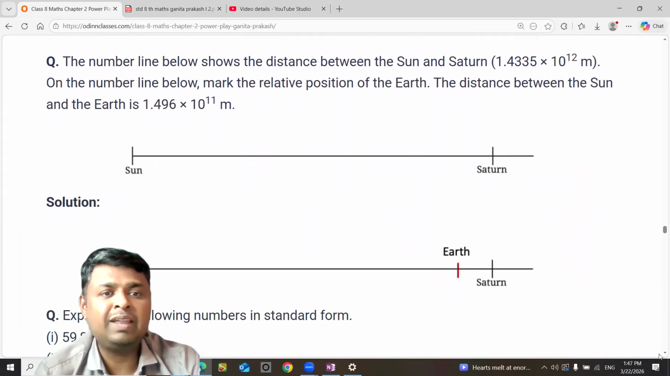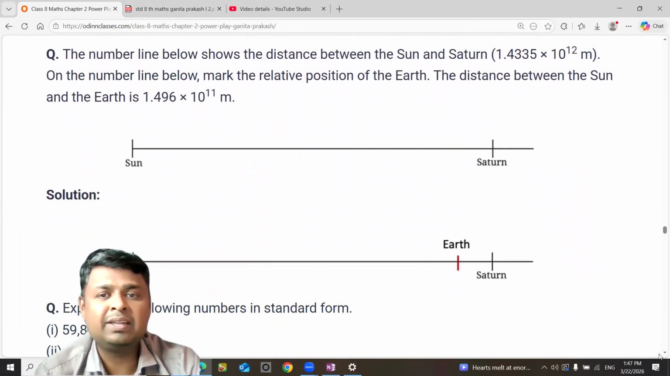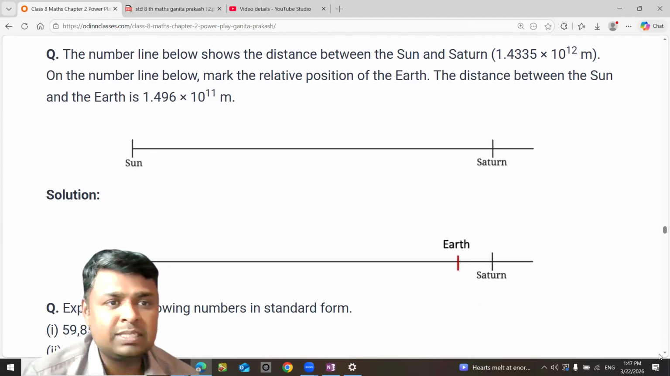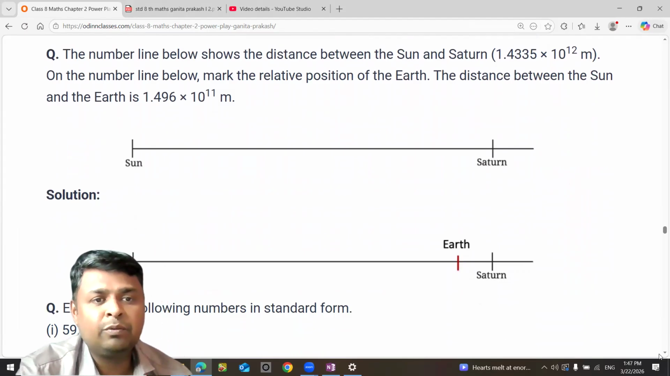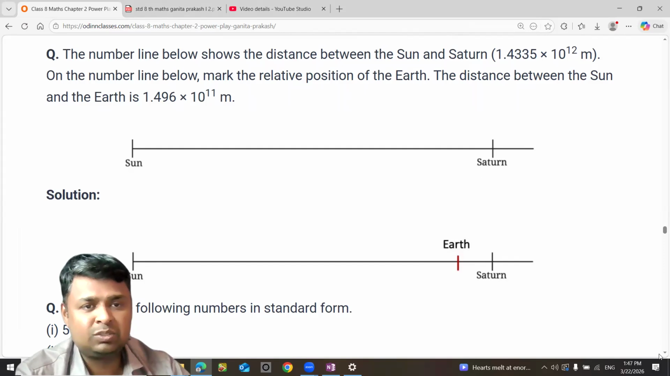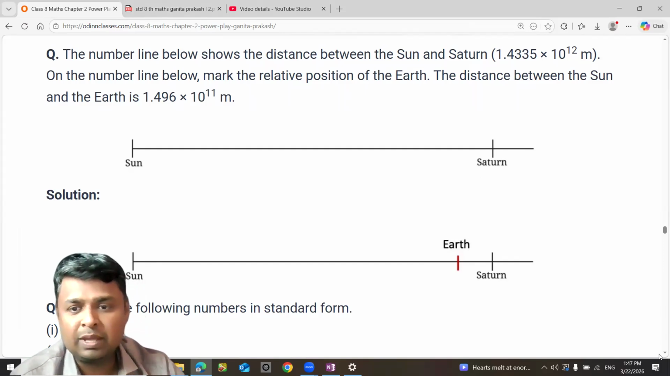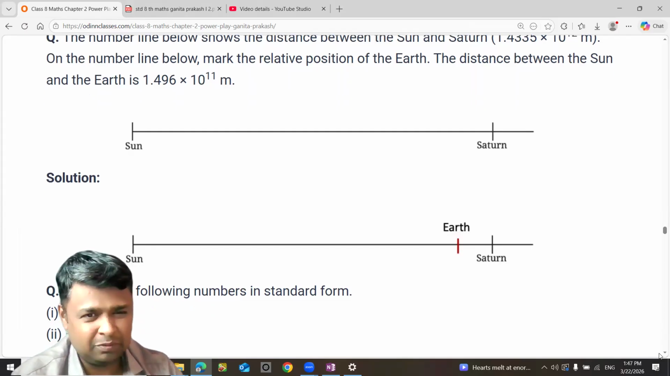Now, the number lines are shown. The distance between the Sun and Saturn is given to you on the number line below. Mark the relative position of Earth. The distance between the Sun and the Earth is 1.496 into 10 raised to 11. So you can see how you can mark the relative position, approximately.